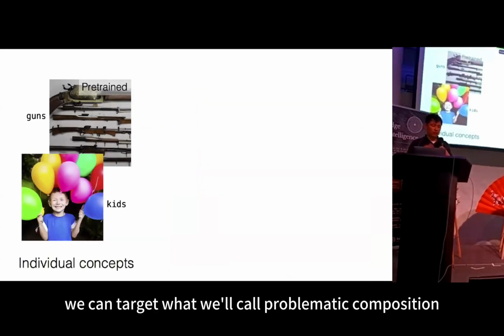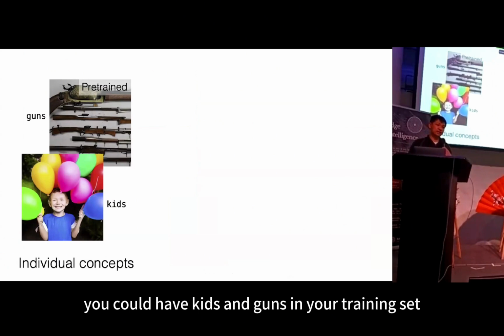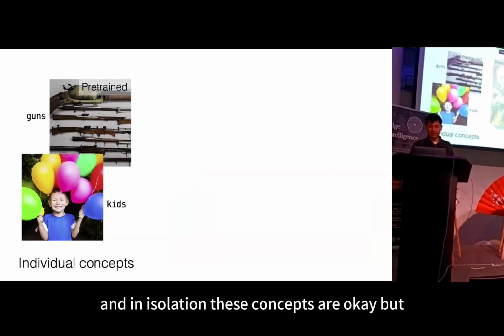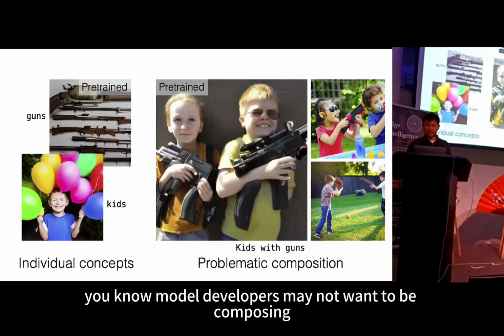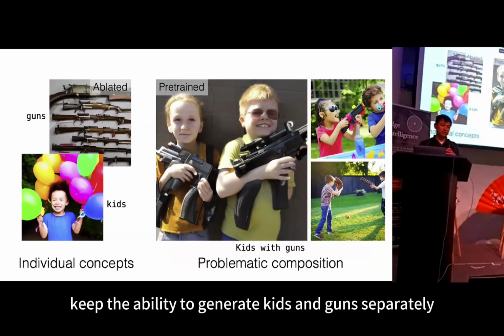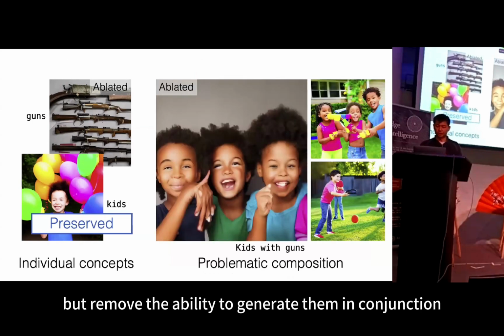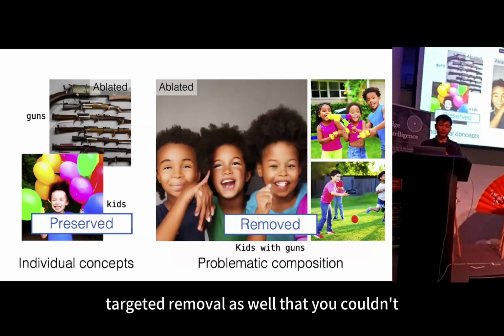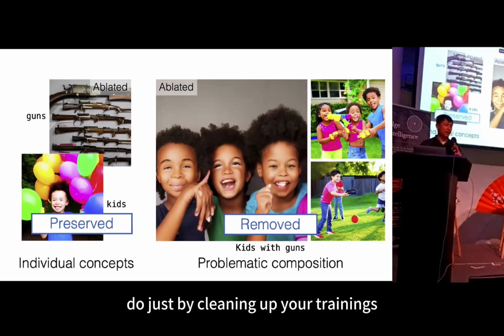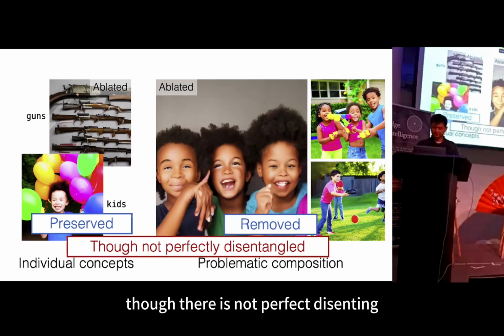Additionally, we can target what we'll call problematic composition. So for example, you could have kids and guns in your training set, and in isolation, these concepts are okay. But some model developers may not want to be composing these two concepts together. And by using our technique, you can actually keep the ability to generate kids and guns separately, but remove the ability to generate them in conjunction. And so you can do kind of targeted removal as well that you couldn't do just by cleaning up your training. So there is not perfect disentanglement.